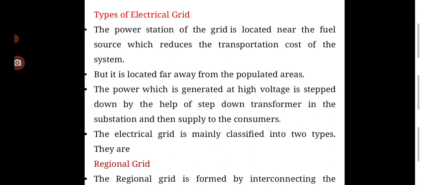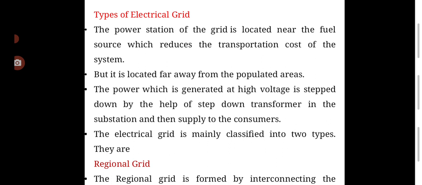Then types of electrical grid. These electrical grids are classified into two types, that is regional and national. Now you can see that. First, the power station of the grid is located near the fuel source, which reduces the transportation cost of the system, but it is located far away from the populated area. And then the power which is generated at high voltage is stepped down with the help of a step down transformer in the substation and then supplied to the consumers.